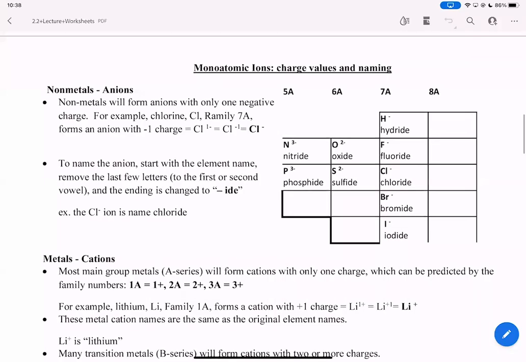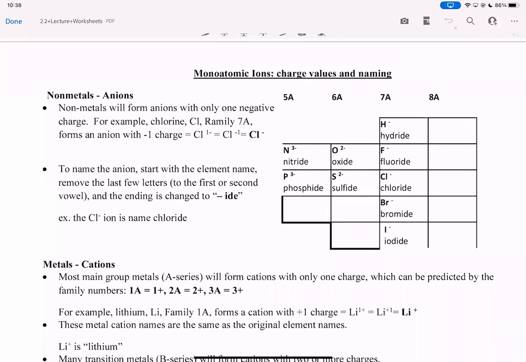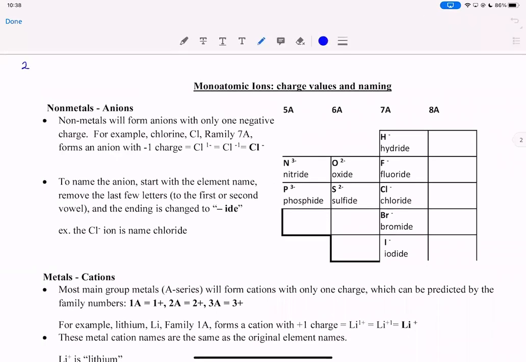So this is from the 2.2 lecture worksheets, and I just want to give this a better second look. We'll be using this and you should use it a lot. This is basically a little cheat sheet, and it has basically the periodic table split into two halves.